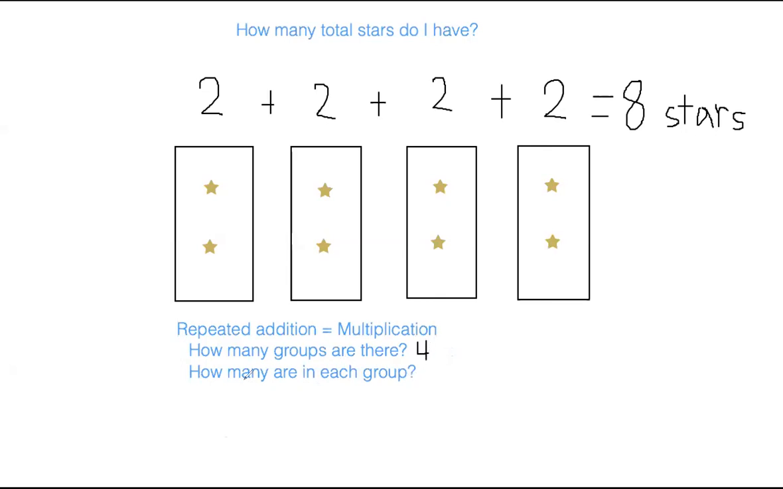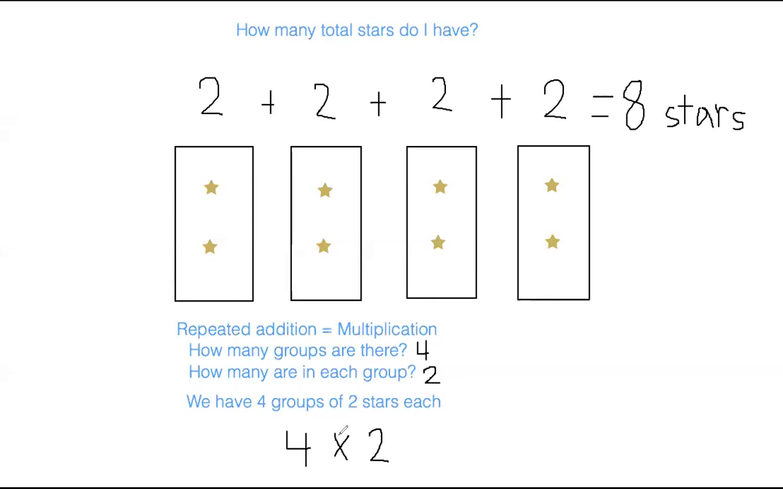And we see how many are in each group. We can see there's 2 stars in each box. So we say that there's 2 in each group. And now we can say we have 4 groups of 2 stars each. And now that we're working with the numbers 4 and 2 instead, now we can come up with the much shorter equation, 4 times 2.